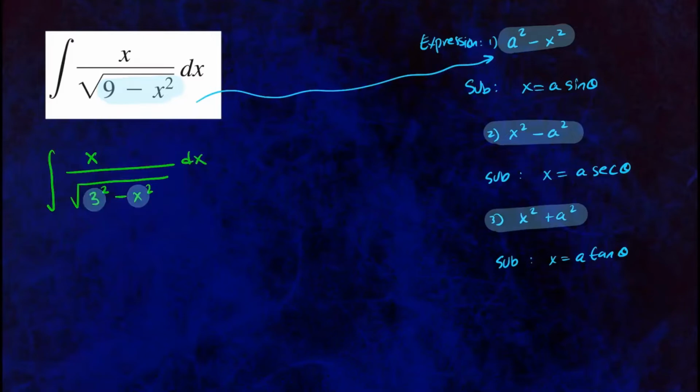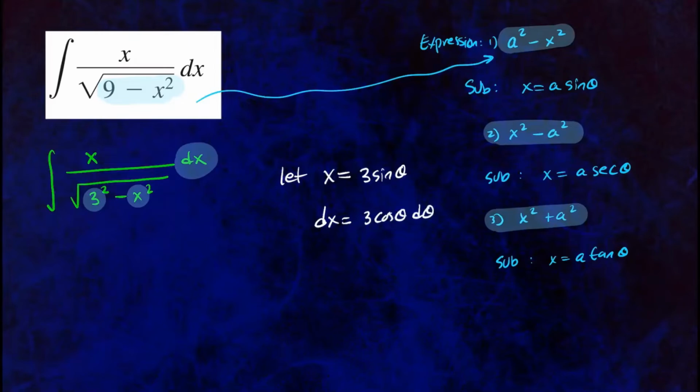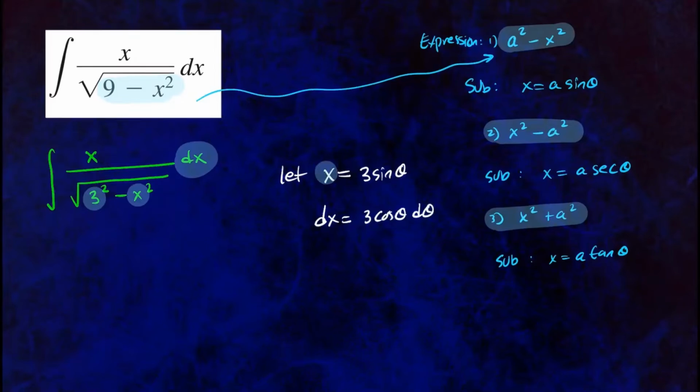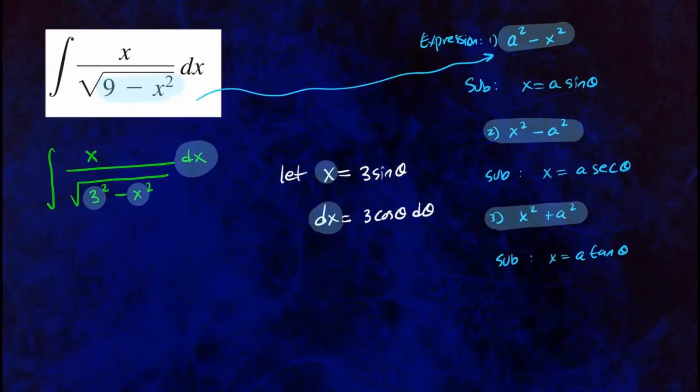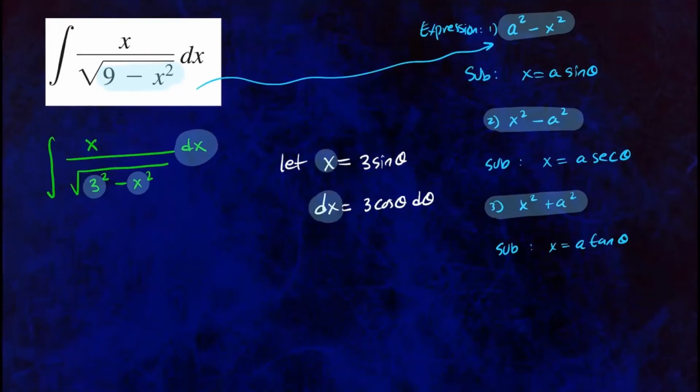So I'm going to make the following substitution. We're going to let x be equal to a sine theta, so that will be 3 sine theta. Once you do the substitution, you want to replace everything in your integrand with the theta variable. So I need to replace dx. That means I need to find the derivative of the substitution I came up with. dx is going to be the derivative of x, which is 3 cosine theta d theta. So you're going to replace x with 3 sine theta, dx with 3 cosine theta d theta. So let's check what it looks like.